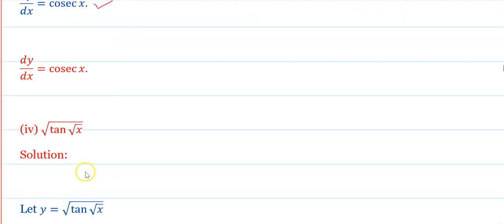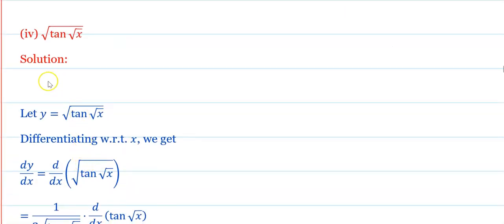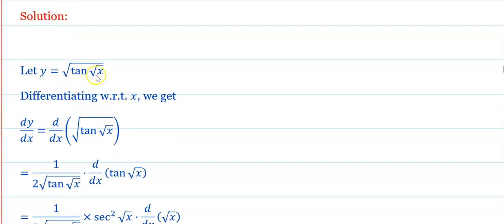Okay. Now the next question. y is equal to root of tan of root x. Again, first the derivative of the root. What is the derivative of root of x? Similarly, it is 1 upon 2 times root x. Similarly here, 1 upon 2 times root of tan of root x. Then the derivative of this root quantity, which is tan of root x, that is d/dx of tan of root x.